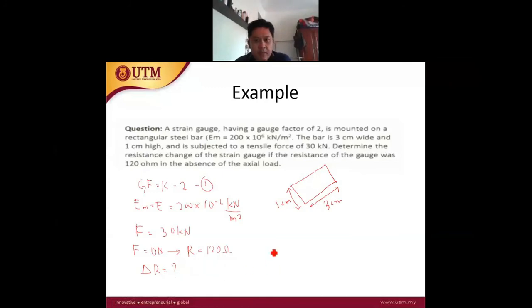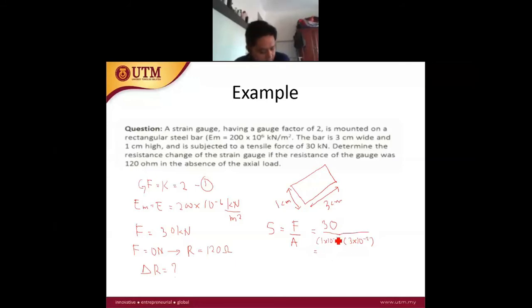So first, we need to measure the stress. The stress S is equivalent to F over A. So this is in kilonewton per meter square. We have the force, 30 kilonewton, divided by the area in meter square. So meter square: 1 times 10 to the power of negative 2, multiplied with the width, 3 times 10 to the power of negative 2.